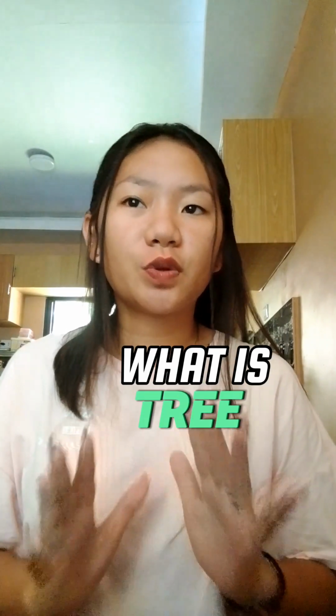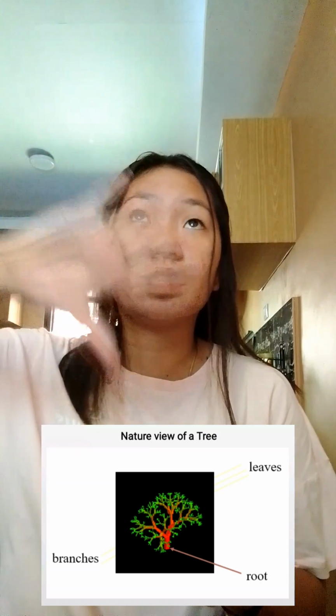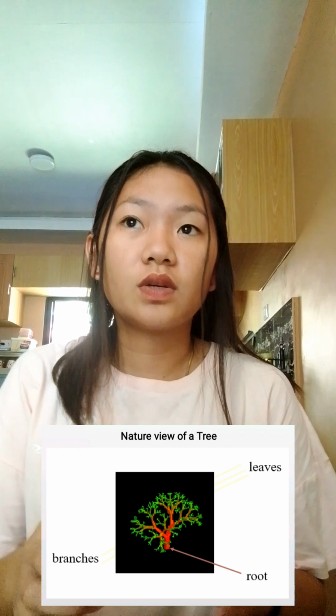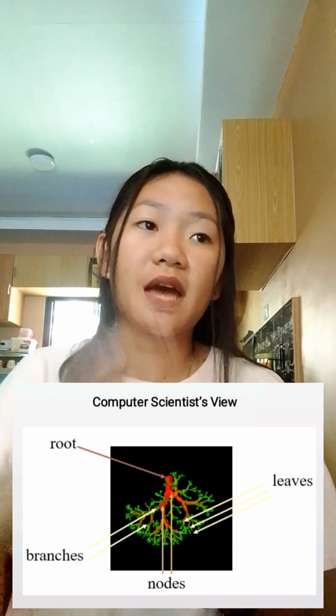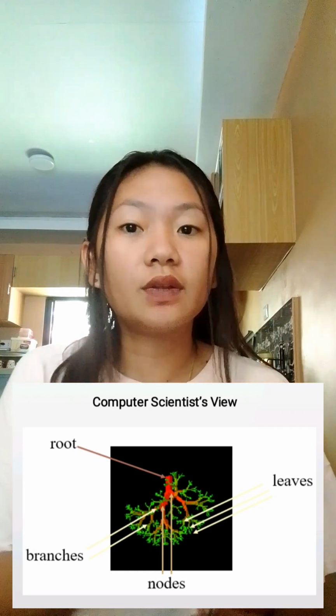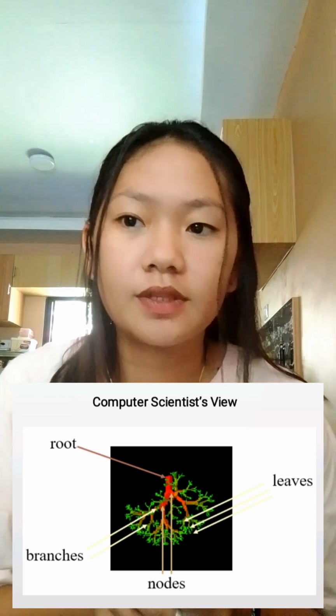So today I will give you a tutorial about the tree from a computer scientist's view. In nature, the tree has the leaves at the top, then the branches, and the root, right? But from the point of view of a computer scientist, the root must be at the top, and next to it the nodes and the branches, and last will be the leaves.